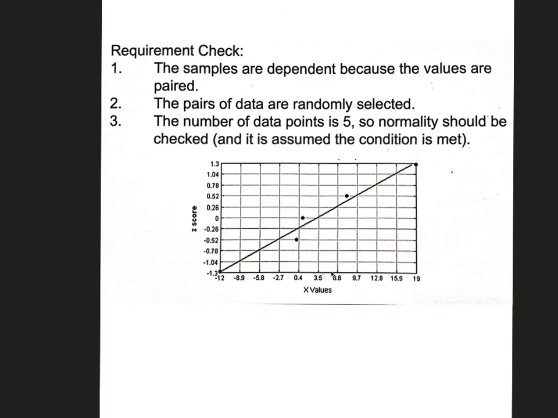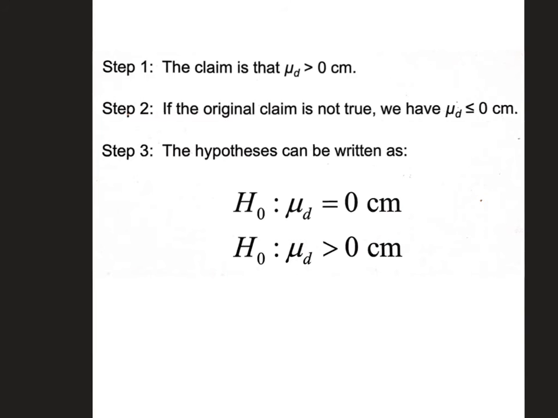Okay, first make sure we're allowed to do it. They are paired, so that's check. They're randomly selected, that's check. The data points only have 5, so we need to make sure it's normal, so I did the QQ plot. Looks good, check. All right.